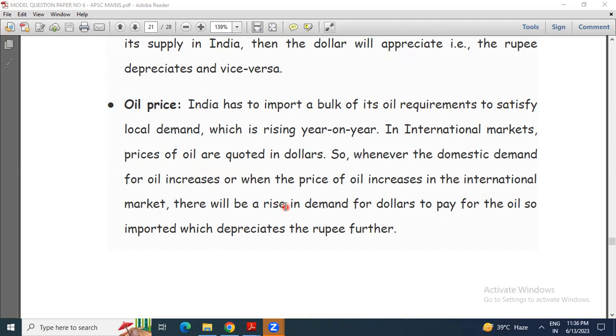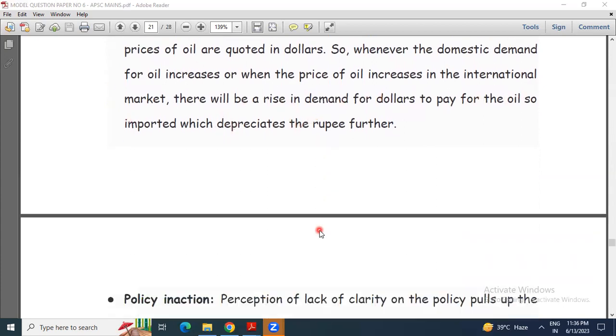We have to pay more in rupees because our demand is increasing, and in that way the rupee will be depreciated. This means to say that a rise in the demand for dollars to pay for the oil so imported depreciates the rupee further.